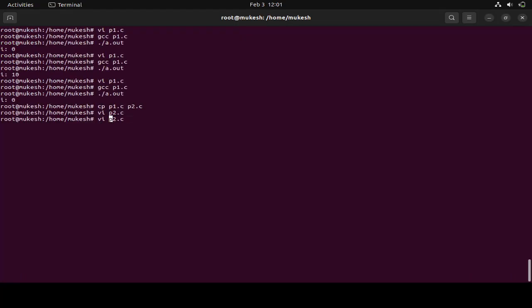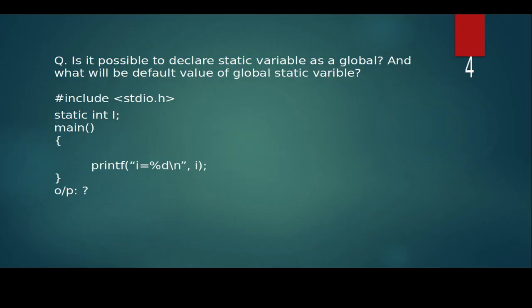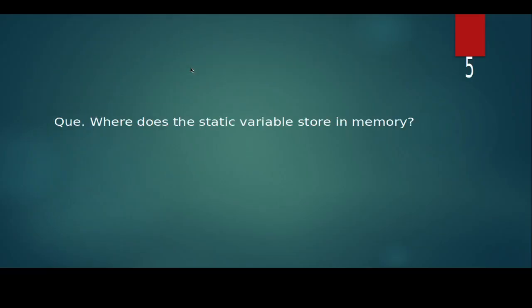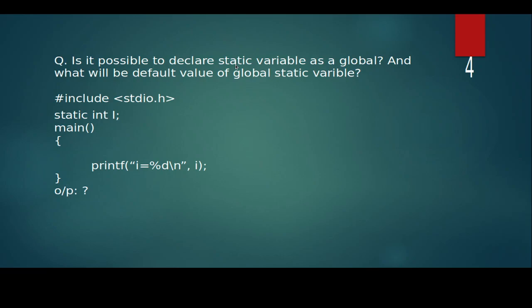Let's compile it. This time we'll take output in the p2 file and we'll run p2. Oh, 0. So we are concluding here, if we declare a static variable as a global, then also the default value is 0. So we are concluding that for a static variable, either global or local, the default value is 0.